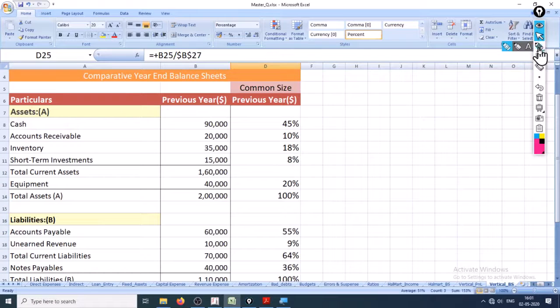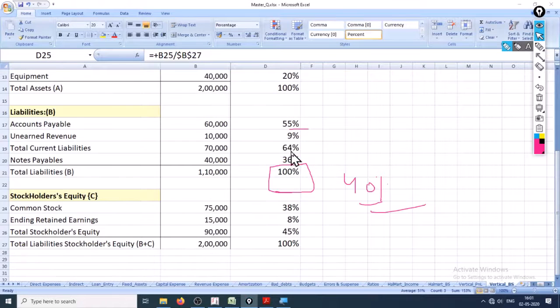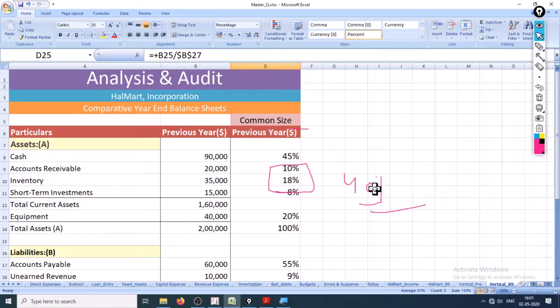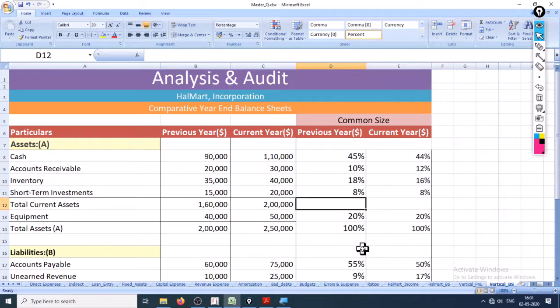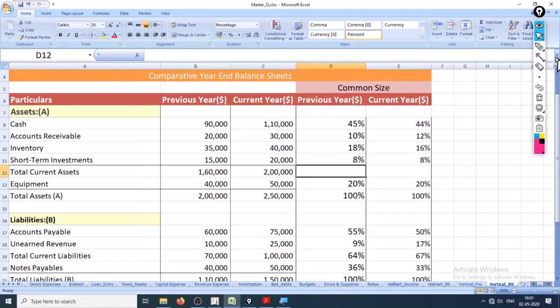Now you can see right here that the company's policy is again violated. Suppose it is 40%. Okay, 45% is cash. Okay, 64% is total current liabilities. Now let's bring everything back. Okay, and see what we can analyze and learn from it. Okay, so our sheets are made, and now you can understand what vertical analysis is.